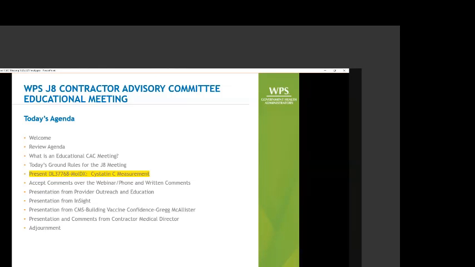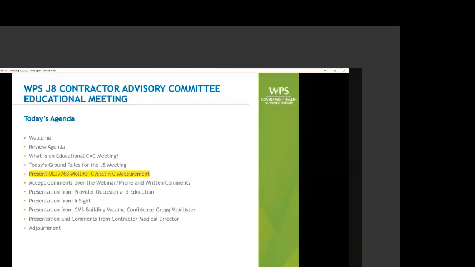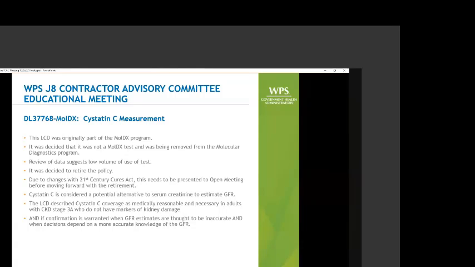Next, we're going to talk about the Cystatin C LCD. This is draft L37768. This LCD was originally part of the MolDX program. The MolDX program decided that this was not a MolDX test, and it was being removed from their program. WPS reviewed the data, suggests that there is low volume of use of this test, and we decided to retire the policy. Because of the changes with the 21st Century Cures Act, this needs to be presented to the open meeting and to the CAC before moving forward with retirement.